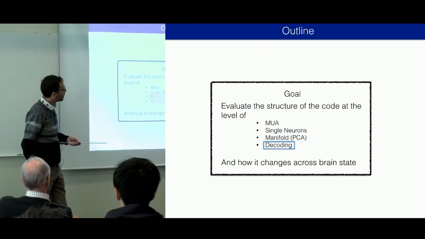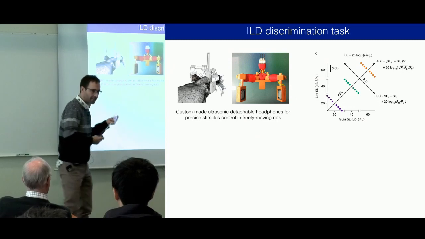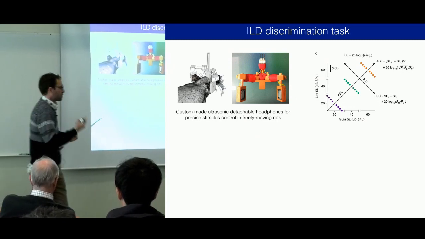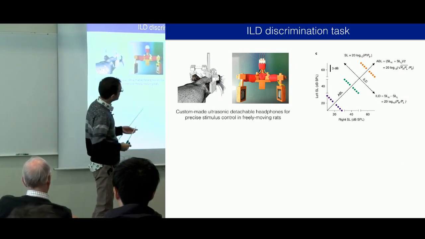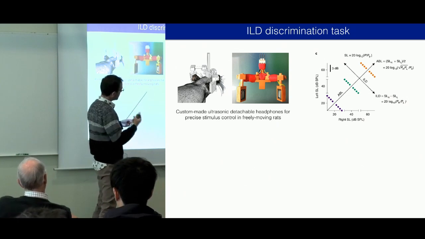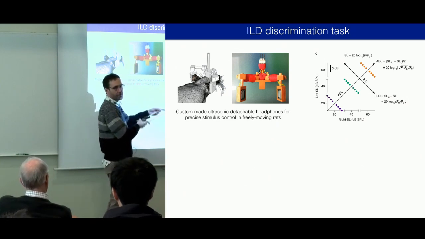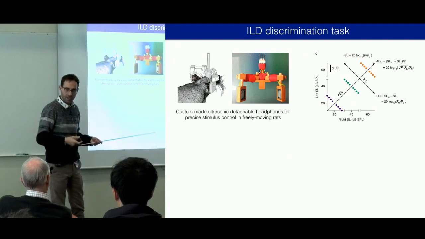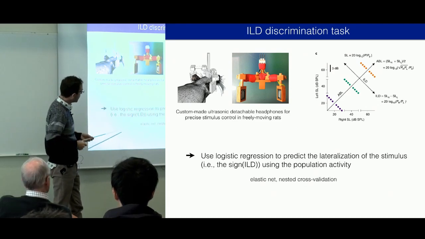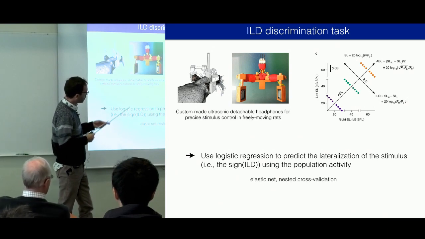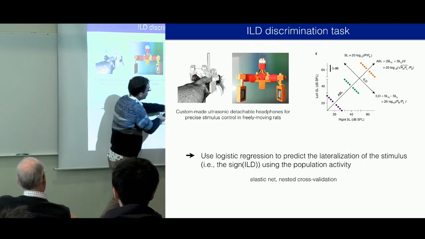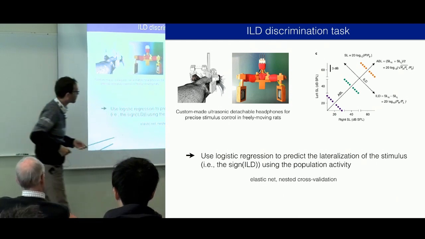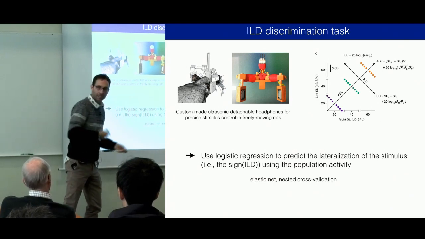Okay, so finally, looking at decoding, because we actually have these animals doing this task, even though this is activity that is not recorded when the animals are behaving, you can ask how well you could infer the lateralization of the stimulus from looking at the population. The way we do it is we use logistic regression to predict the lateralization, and the lateralization is the sign of ILD. So it's whether you're on this side or on this side, using the population activity on every trial.